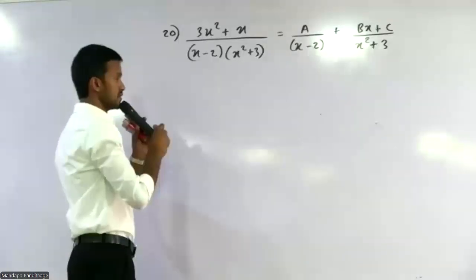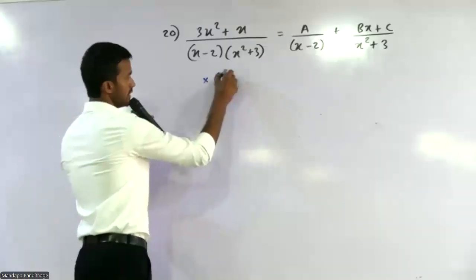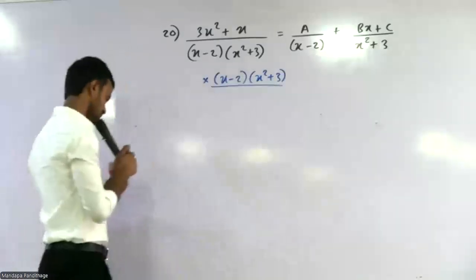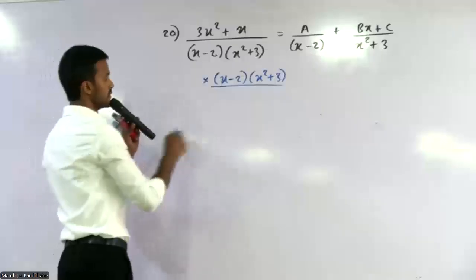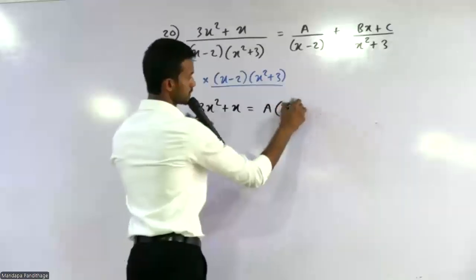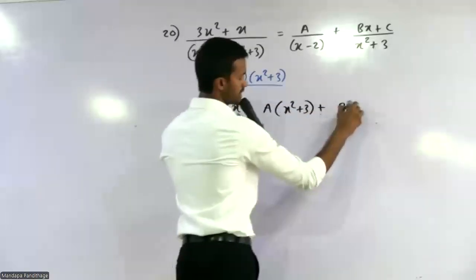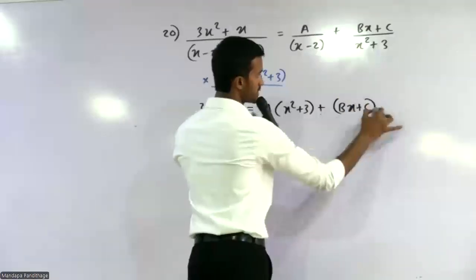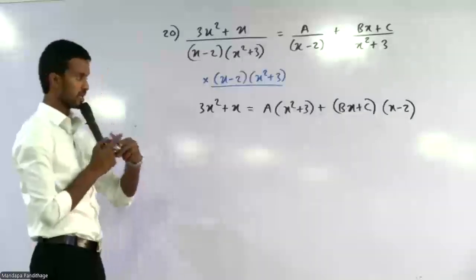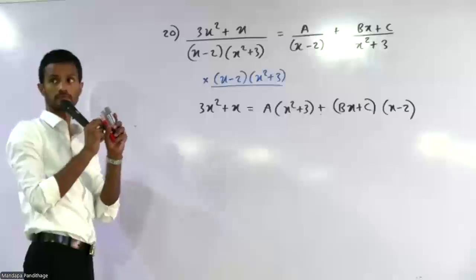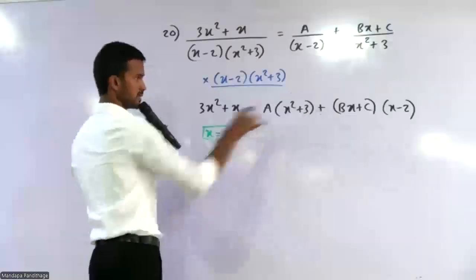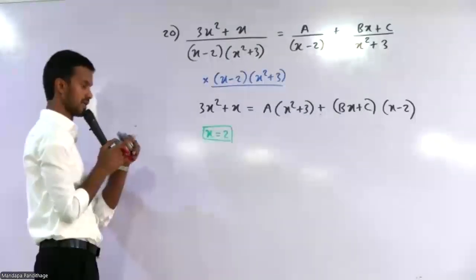Multiply by this denominator, (x minus 2)(x squared plus 3). Then I get 3x squared plus x is equal to A times (x squared plus 3) plus (Bx plus C)(x minus 2). Always when you're multiplying an expression, use brackets. Now substitute x equals 2, that is the only substitution that we can do such that a factor is 0.